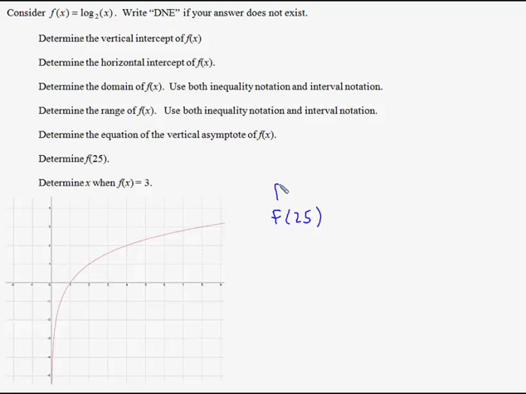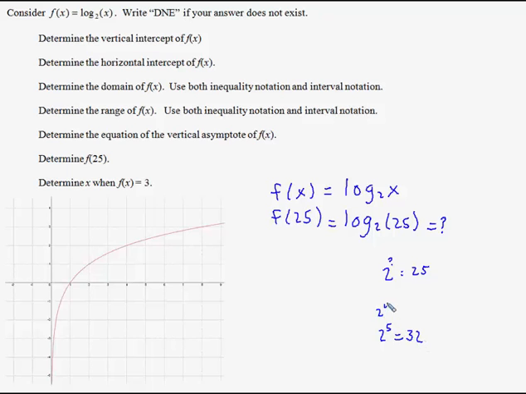To do that, I will copy the original function f of x, which is equal to log base 2 of x. And the idea is we are to replace x with 25. Doing so gives me that my output is log base 2 of 25. I have no idea what that is, but I can guesstimate. After all, what this means is 2 gets raised to some power to give you 25. Because 2 to the 5th is 32, that would be too big, so the answer must be less than 5.